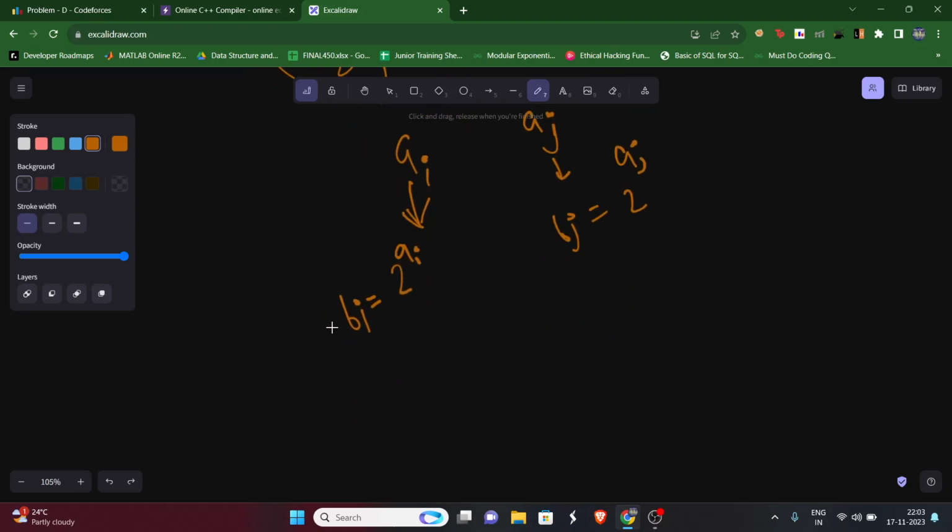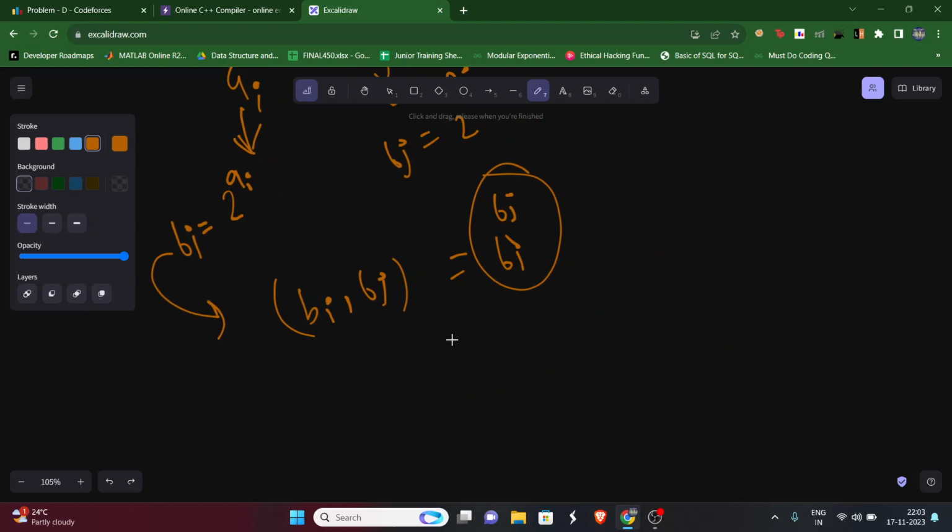Now the music, or the combination of these two notes, will be B of I and B of J, which will be equal to B of I to the power B of J. Now he wants to know how many pairs there are such that the combination of B I and B J is equal to the combination of B of J and B of I.